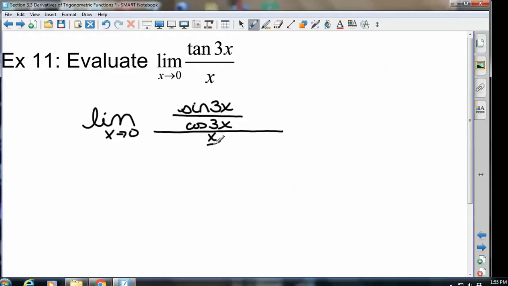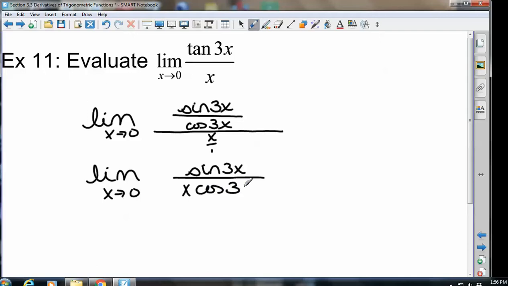Okay. We don't like fractions in fractions, so that's like an x over 1. We could flip and multiply. So that'll turn it into sine 3x over x cosine 3x. So everybody see how we've manipulated it? You can see you've not quit frowning since I started.